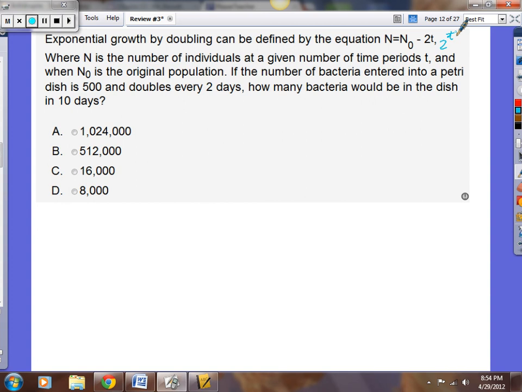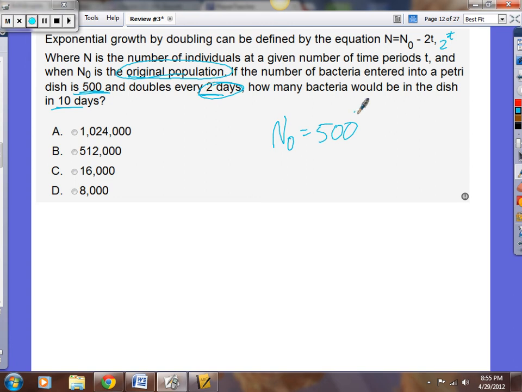If the number of bacteria entered into a petri dish is 500 and it doubles every 2 days, how many bacteria would be in the dish in 10 days? So we got these numbers: 500, 2, and 10. So 500, that is going to be your original population. So n sub 0 equals 500. Doubles every 2 days. So 2 days, let's put that for t. That's the number of time periods. And they want to know in 10 days how much are you going to have.